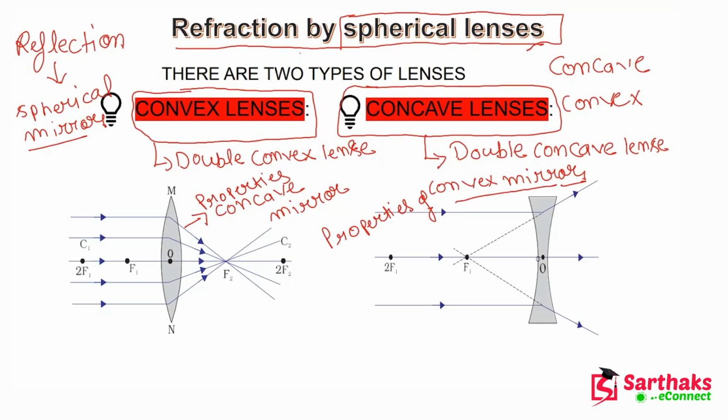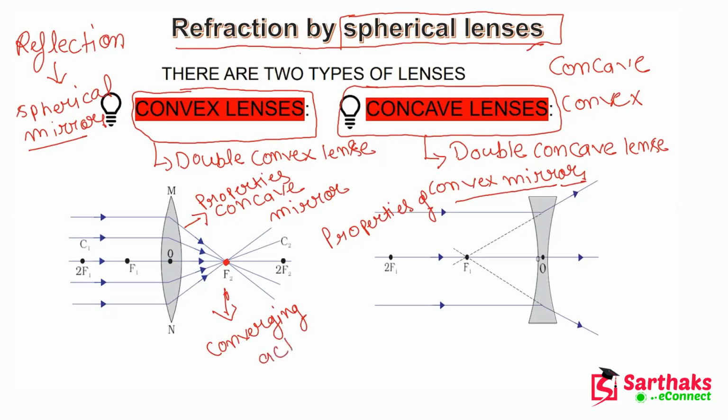Now let's see. Whenever a light, this is a parallel ray, comes like this, after the refraction, these parallel rays converge at this point. This is performing a converging action.